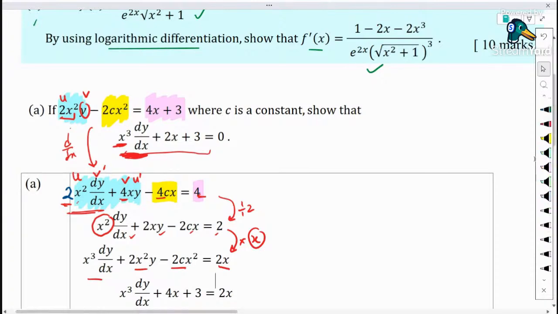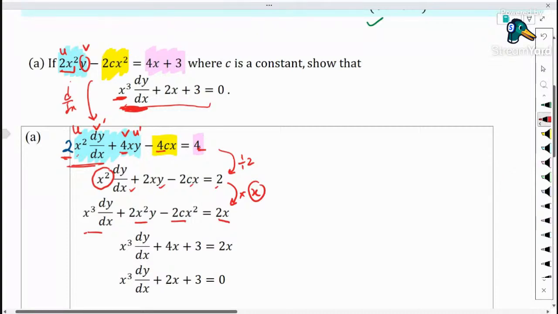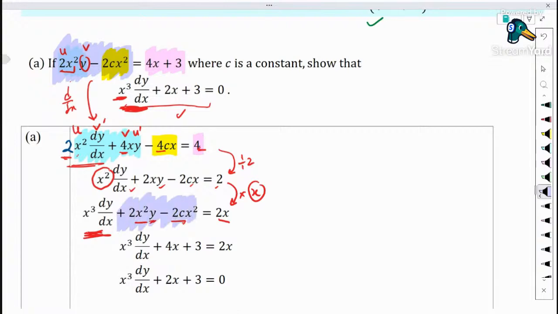Reaching here, what you find out is that I have already achieved this form. We are almost there to get this answer. However, according to the question, I'm not supposed to have any y term or c term. So how can I get rid of these two terms? If you realize in your equation there, the part that I highlighted in purple is the same, where it can actually be substituted to become 4x plus 3.